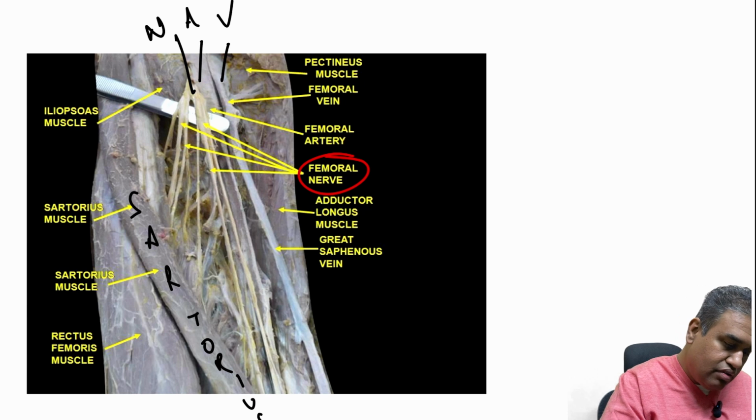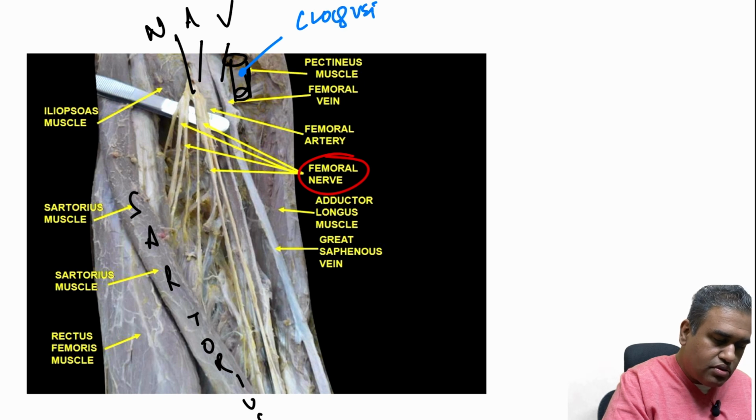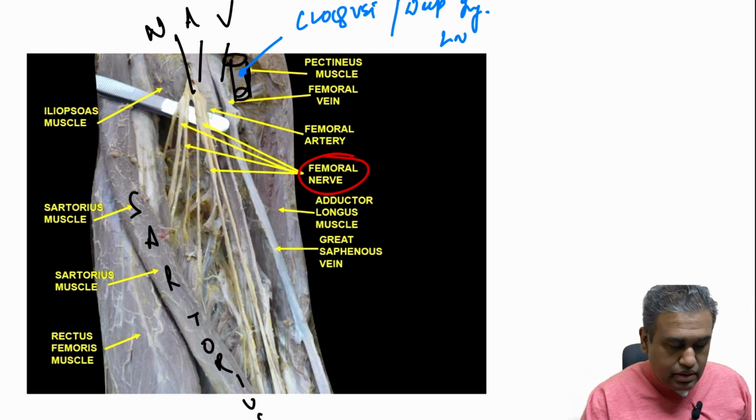And then medial to it, we have over here the empty space, the femoral canal, which actually will have a lymph node known as the lymph node of Cloquet or Rosenmuller. It is a deep inguinal lymph node. It is a deep inguinal lymph node, remember that.